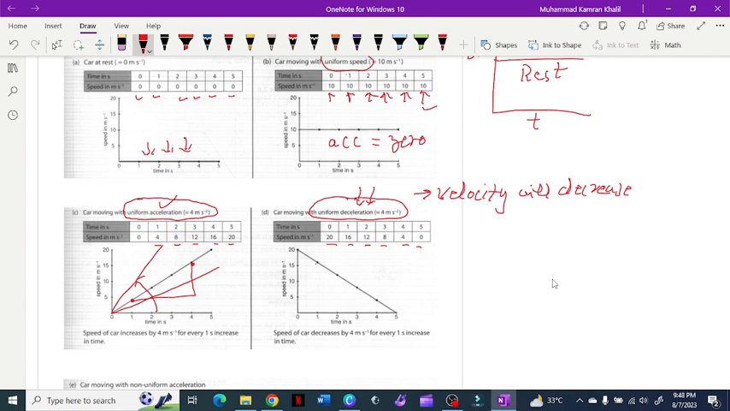Now for deceleration, the gradient will be negative. So you can write down the coordinates, calculate the value, and you will get the answer in a negative value. A negative value means acceleration is negative, meaning deceleration. So for a slope going in the upper direction, the acceleration is positive, and if the slope is going in a downward direction, the acceleration is negative, and the acceleration will be uniform.